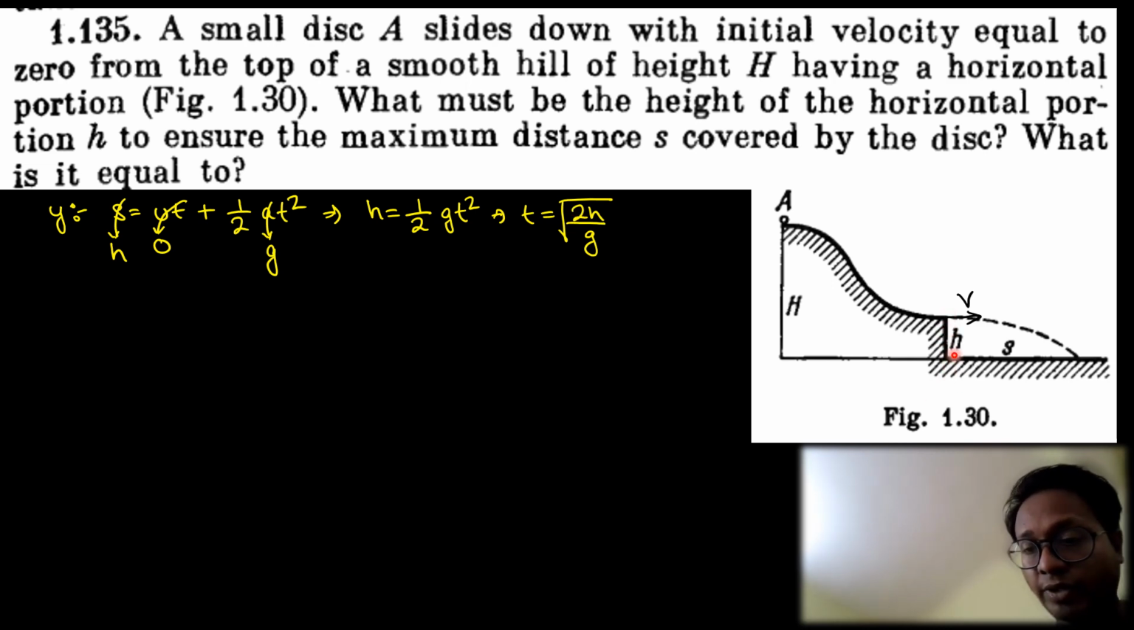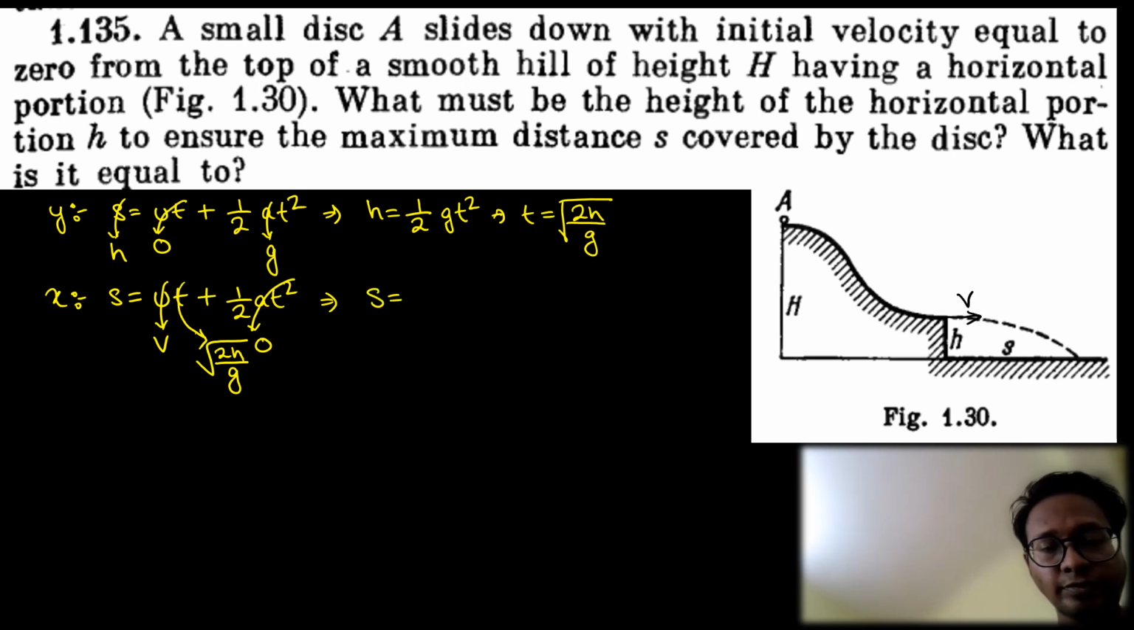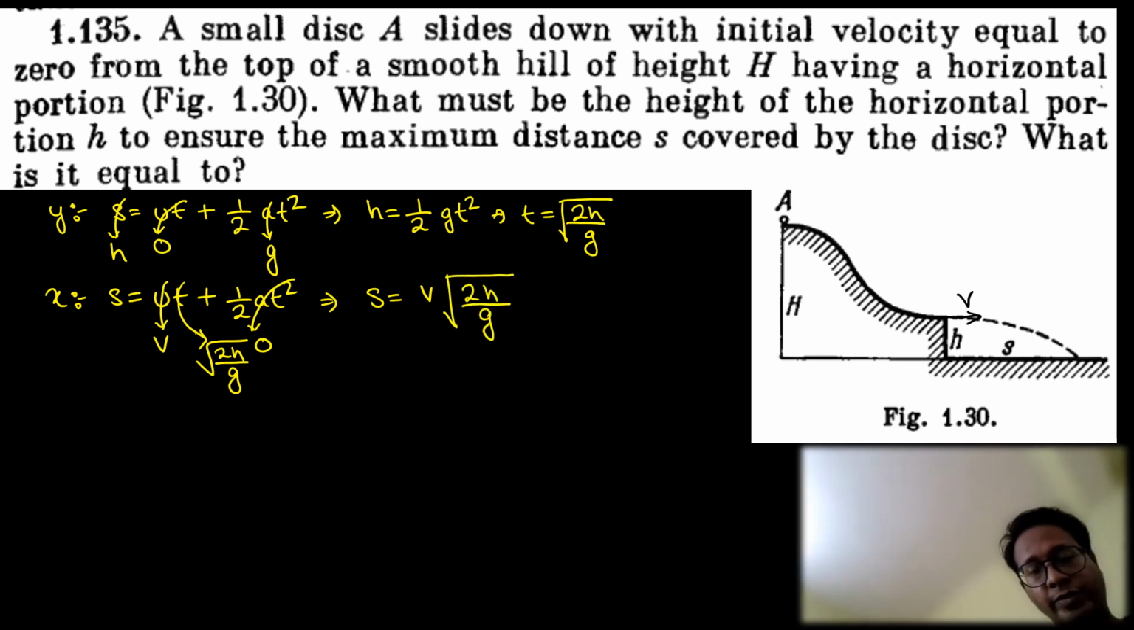So the time taken to fall down is equal to the time taken to travel the horizontal distance. For the x component, I'm applying s = ut + half at square. In projectile, the horizontal acceleration is 0, so this entire component would be 0. U is nothing but v, which is given in the question. By the diagram, we understand that this velocity is horizontal to the surface. What is the value of t? The value of t, as obtained in the previous equation, is root of 2h by g. So s is equal to v into root of 2h by g. Fair and fine.